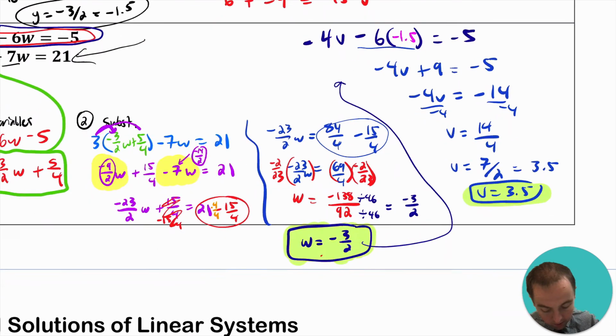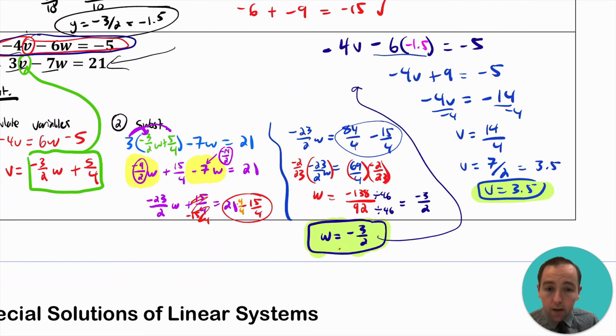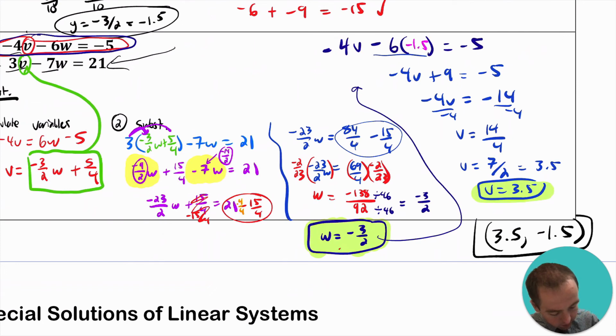So you end up getting those values. So I think typically we would go in alphabetical order with v and w. So v comes earlier than w, so you would use 3.5 as your v coordinate and then negative 1.5 as your w coordinate. So that right there would give you the solution to that particular system.